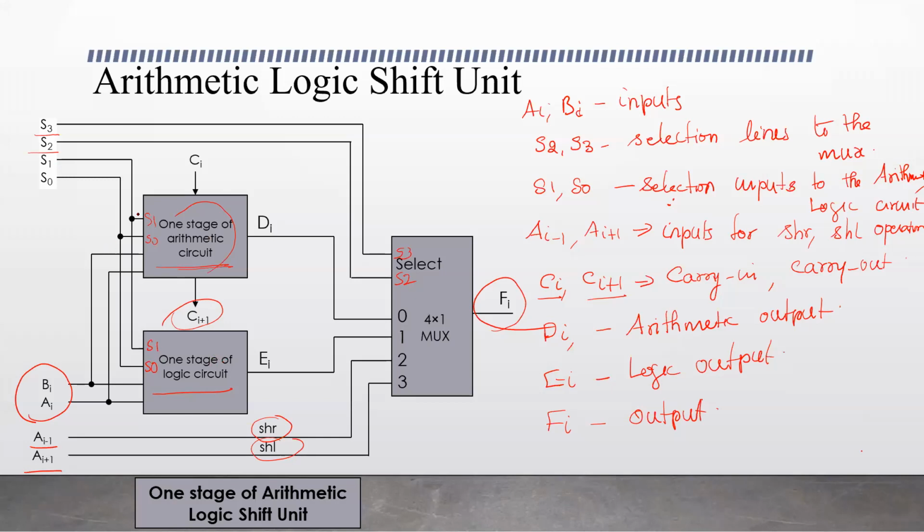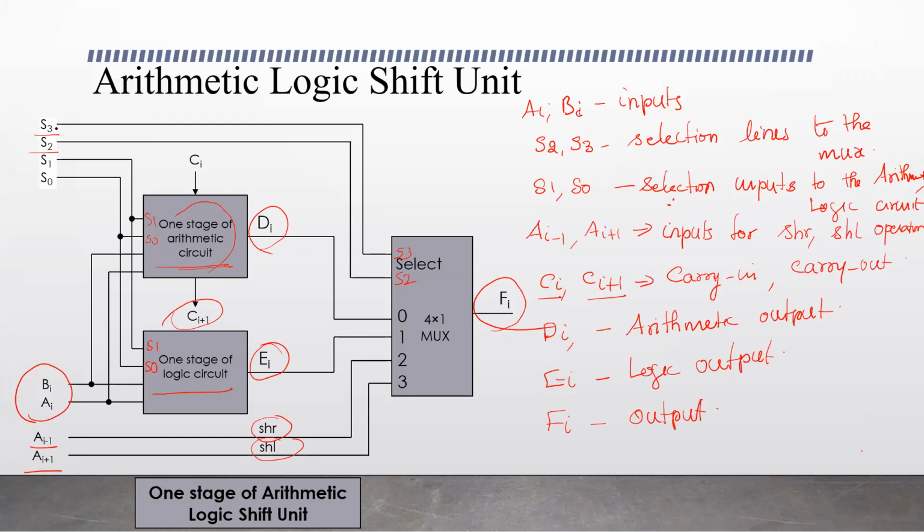Why are these lines connected to arithmetic and logic circuits? Because there are many arithmetic operations. It may be A plus B, or A plus B complement, or A plus B complement plus 1. We saw these when we learned about arithmetic micro operations. All those operations are done by this arithmetic circuit, so one of the operations needs to be selected and given as output in DI. That's the reason we use these selection lines S1 and S0 here. And for logic operations, there are many too. Out of all those operations, one needs to be selected and directed to output EI.